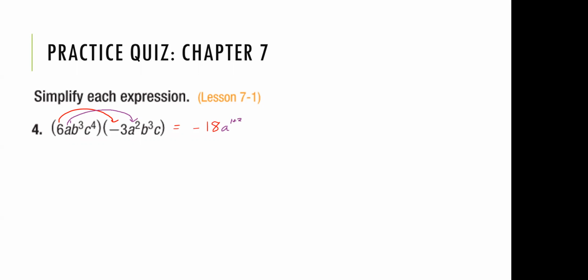And then I'm going to change my color here again. I've got b cubed times b cubed, so I keep my base the same, and I'm adding the exponents, and then I've got c to the 4th times c to the 1st, so that would be c to the 4th power plus 1. And then for my final answer, I would have -18. A to the power of 1 plus 2 is a cubed. B to the power of 3 plus 3 is b to the power of 6. And then c to the power of 4 plus 1 would be 5.